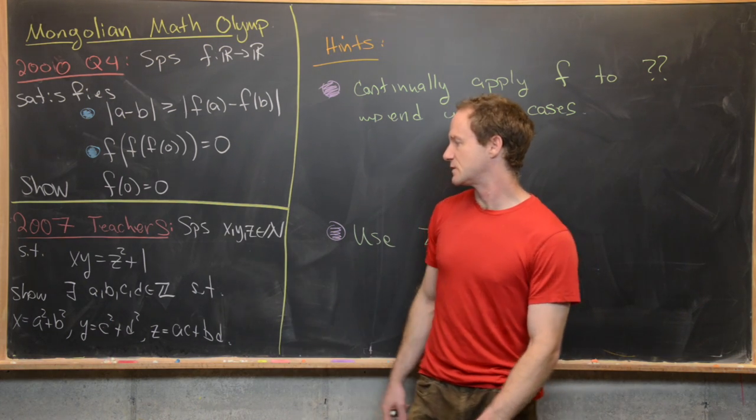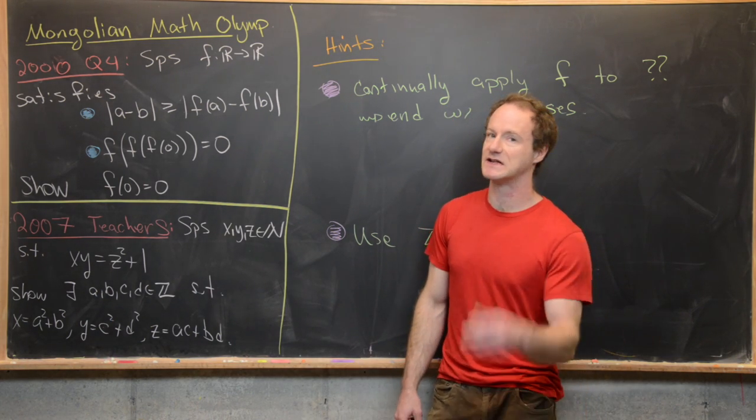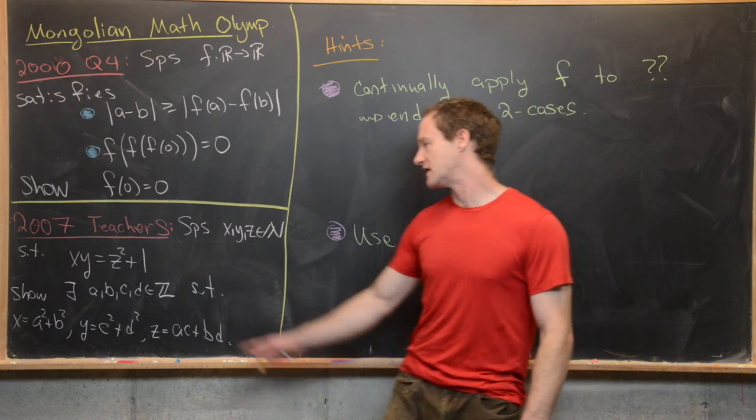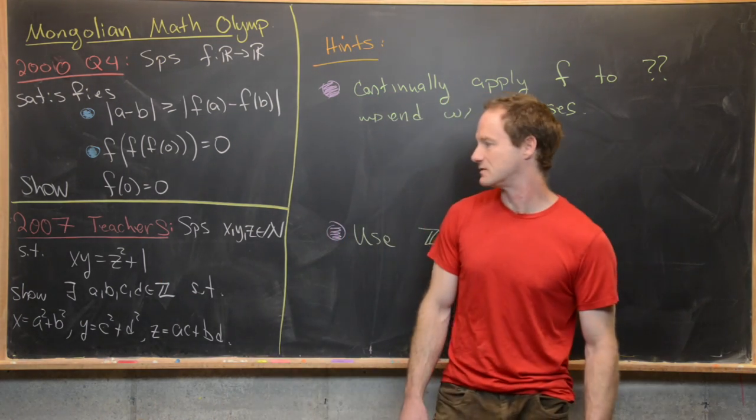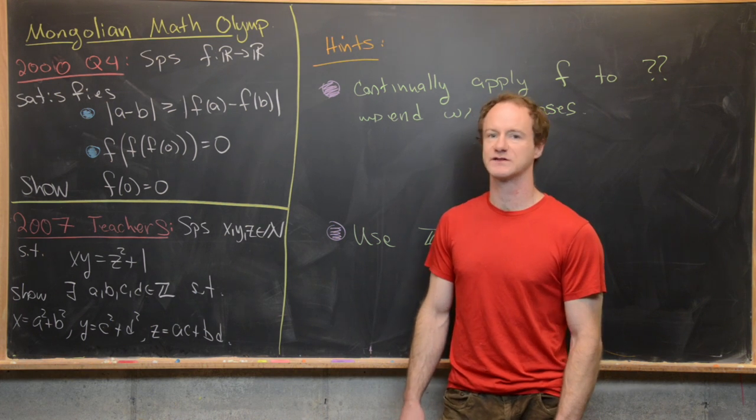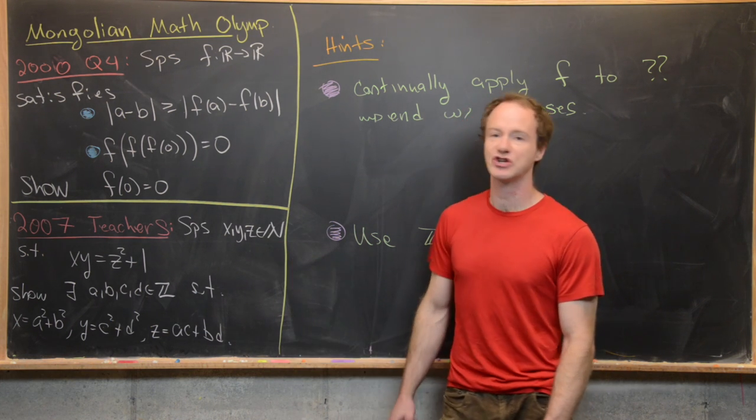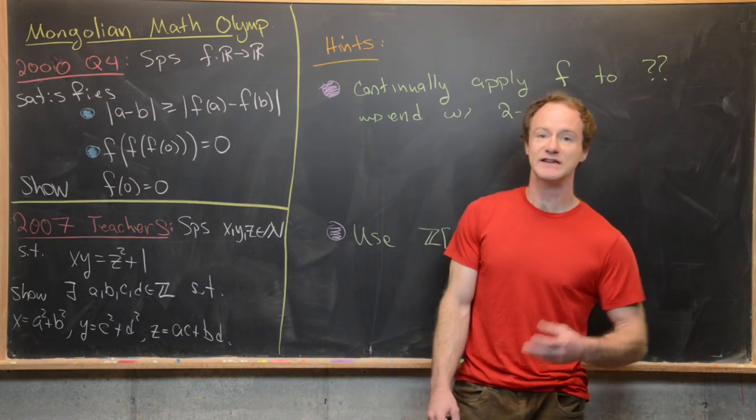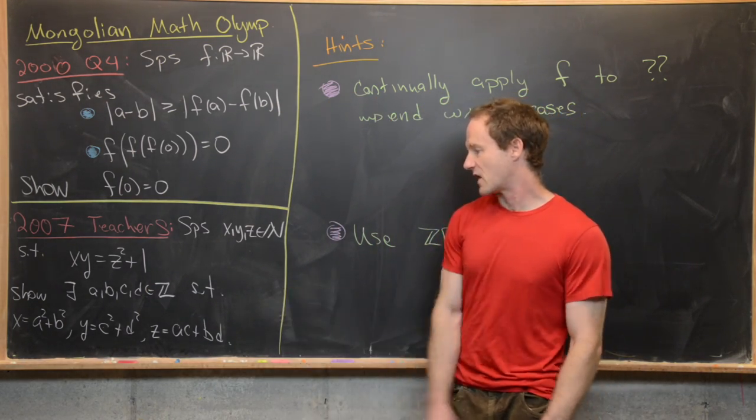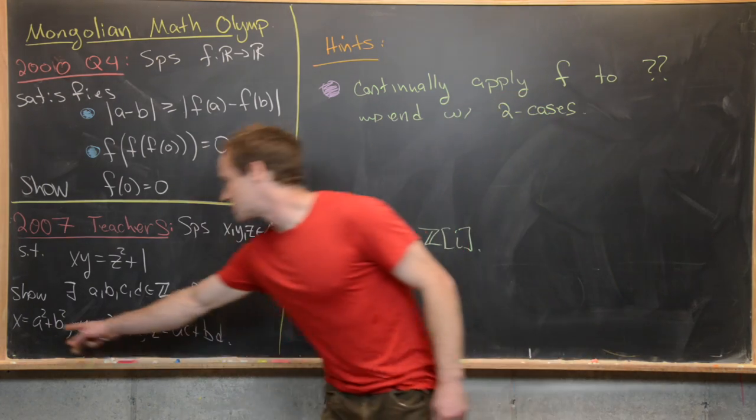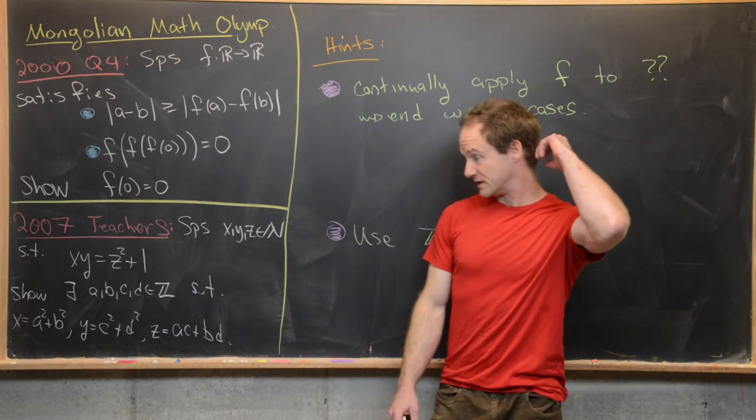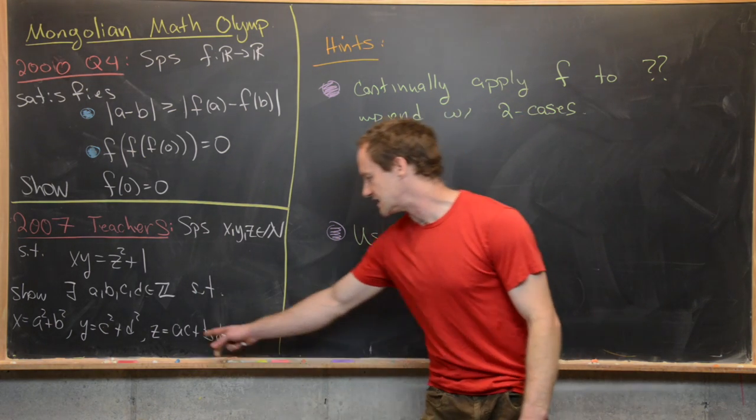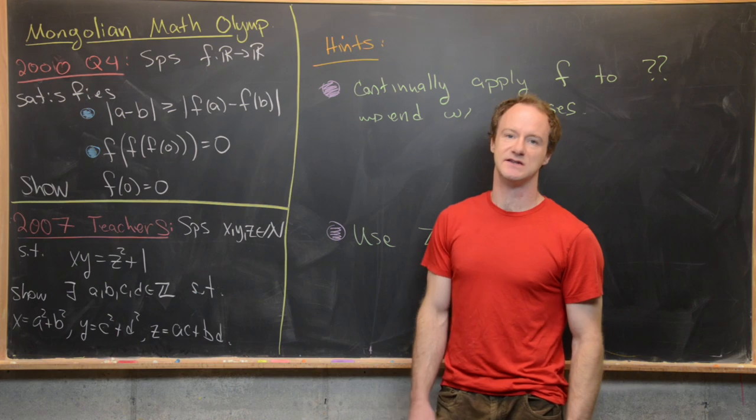So we want to suppose that we have natural numbers x, y, and z. So by natural numbers, I mean positive integers. And they satisfy this equation, x times y equals z squared plus 1. And what we want to show is that there exist a, b, c, and d, which are integers, satisfying these equations. So x is equal to a squared plus b squared, y is equal to c squared plus d squared, and z is ac plus bd.